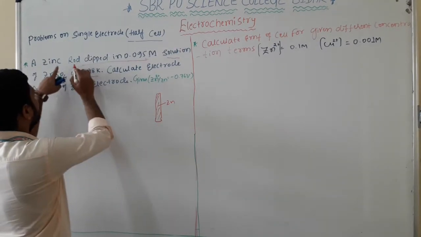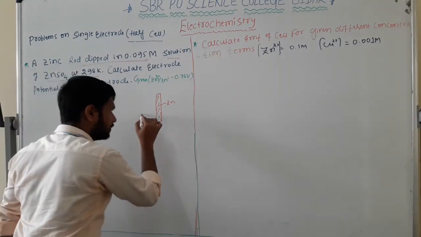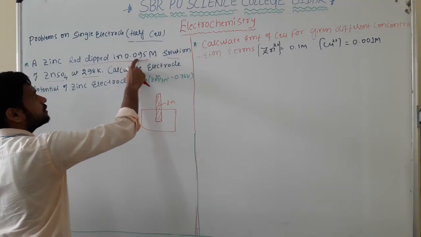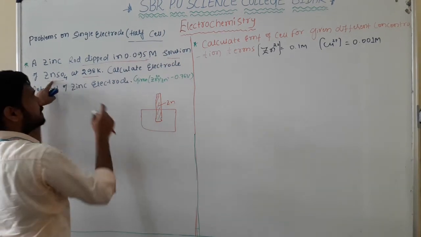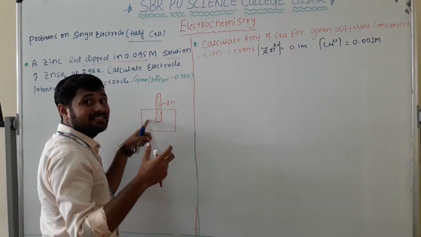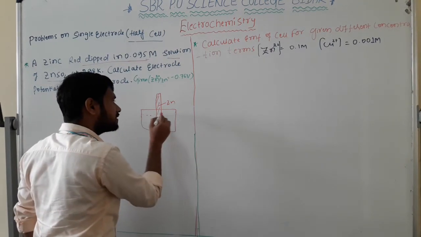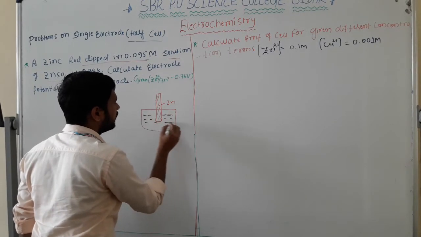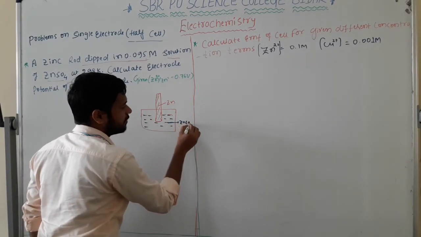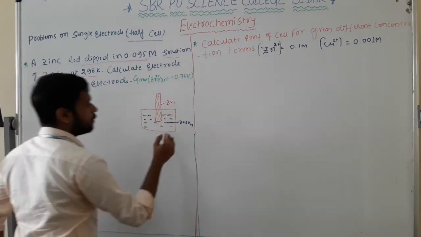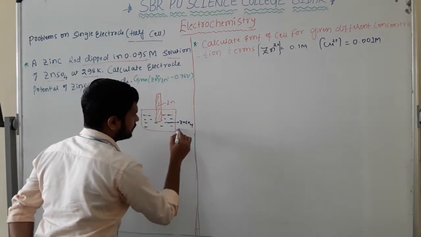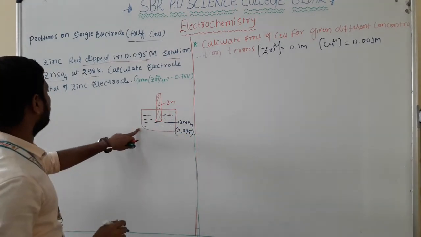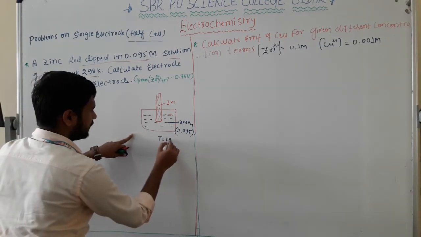He is telling that the zinc rod is dipped in something. That is nothing but a 0.095 molar solution of zinc sulfate. Nothing but, what is inside, child? This is an electrolyte. Okay, which electrolyte? We are having zinc sulfate. He has given zinc sulfate. The concentration is how much? 0.095 molarity. Now the temperature is also given, 298 Kelvin.